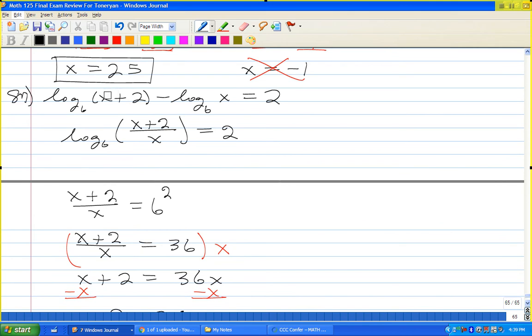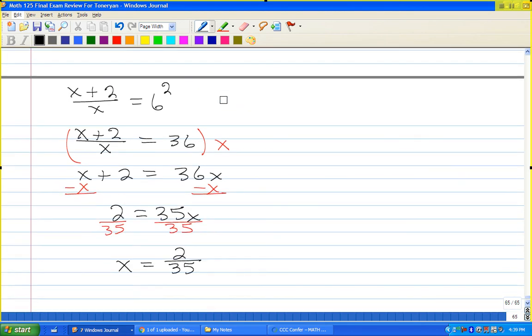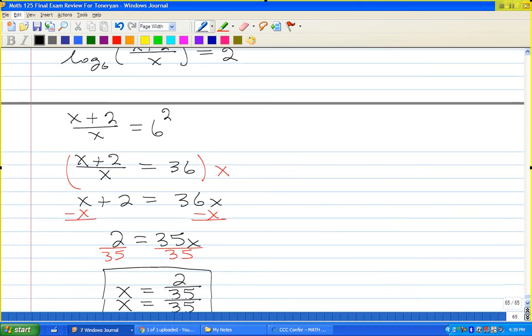Well, 2 over 35 plus 2 is positive, and 2 over 35 is positive. So I can take the log of each of those. Therefore, x equaling 2 over 35 is a solution to my equation. Let me do problem number 88.